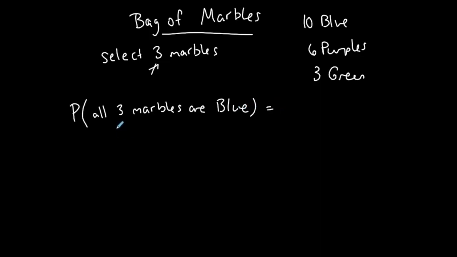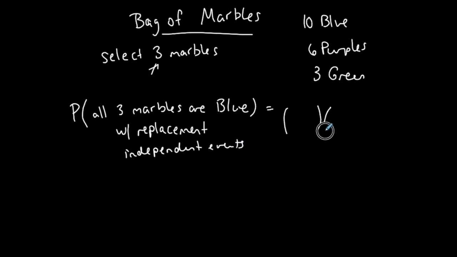So let's do, in this case, with replacement. That means that I'm going to this bag of marbles, I'm picking a blue, I'm putting it back, then I'm going back to the bag, I'm picking another blue, putting it back, right? I'm replacing it every single time. So that means that I have independent events. So all 3 events are independent events. Now, because it's the multiplication rule, we're going to multiply. How many values am I going to multiply? I'm going to multiply 3 different values because I have 3 different events.